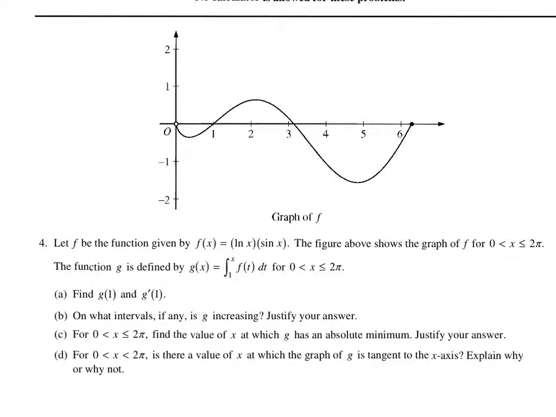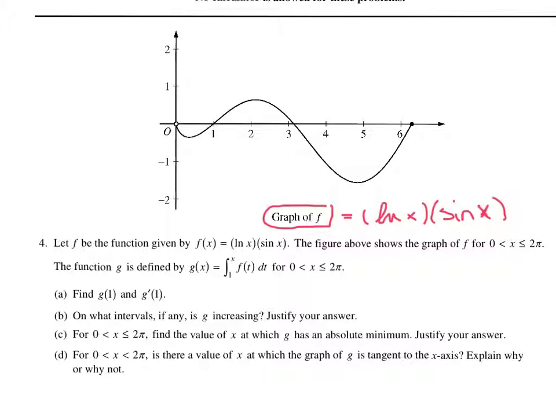Okay, we're looking at question number 4, and this is with no calculator. So looking at this, we are given the graph of f. And we are told that f is the function given such that f of x equals the natural log of x times the sine of x. Okay, so I'm just clarifying the facts given to me. There we go. Next, the figure above shows the graph of f between 0 and 2 pi.